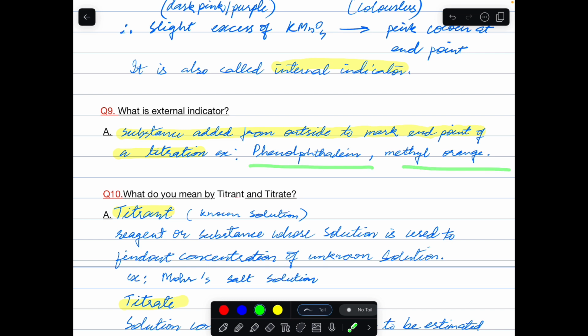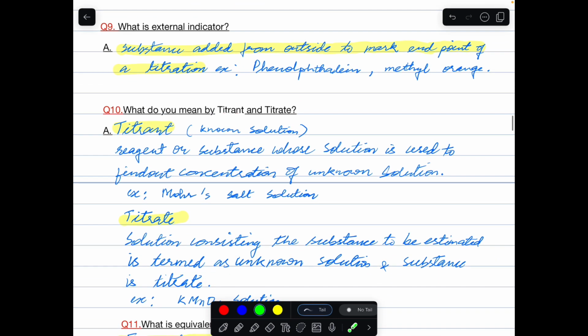Like when we have an acid base titration, for example, titration between sodium hydroxide and oxalic acid, or sodium hydroxide and acetic acid. In that case we use phenolphthalein as an indicator to give the end point. So mostly the external indicators have a color in a given particular type of medium or under a specific condition. What do you mean by titrant and titrate?